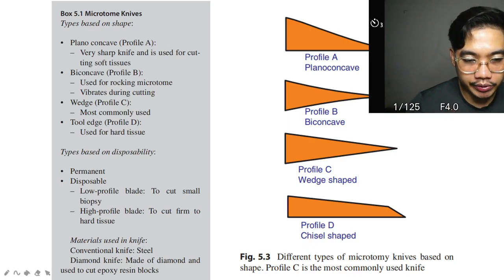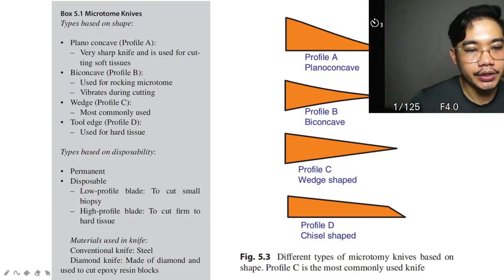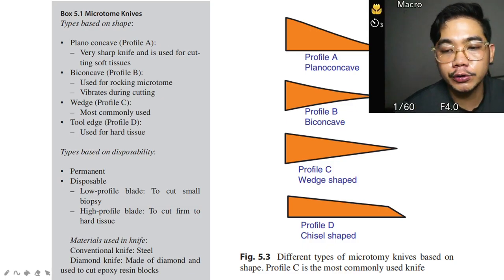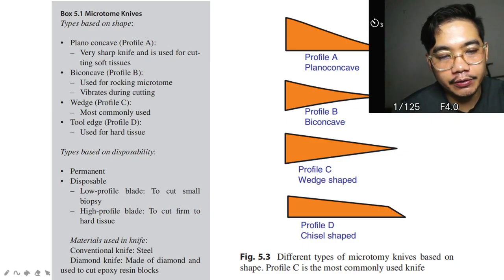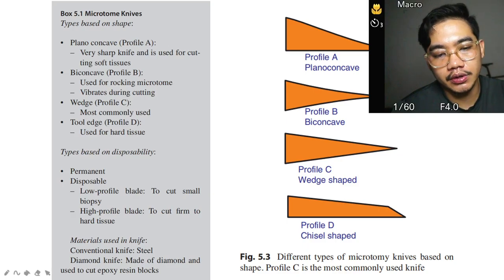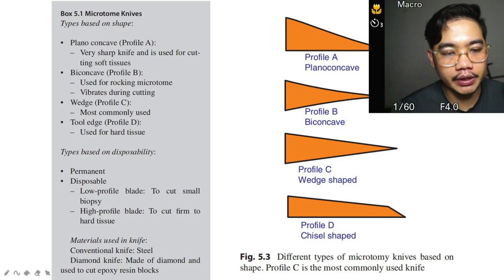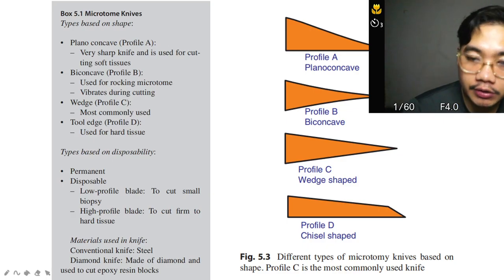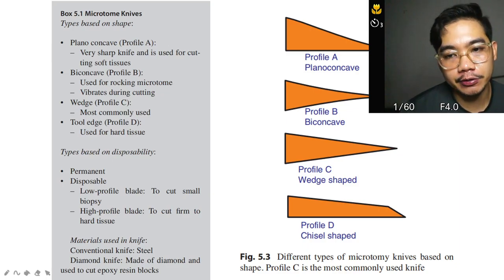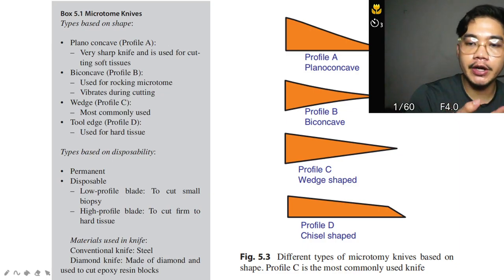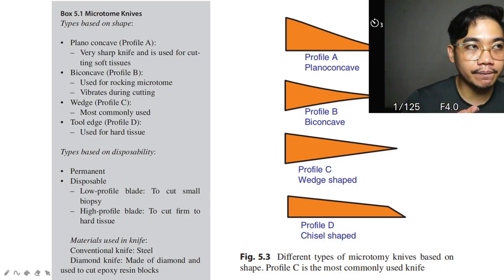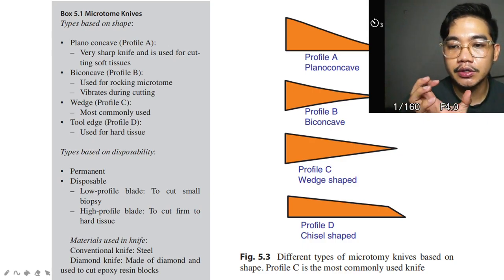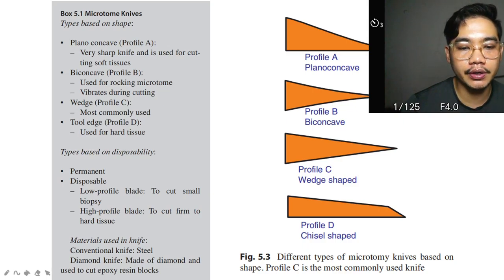So we have types based on disposability. We have the low profile blade to cut small biopsies and the high profile to cut firm tissue. Usually we use low profile. And then we use steel. Steel knives are usual, and diamond and glass knives are used to cut epoxy resins for electron microscopy. You need very hard embedding media, because the sections are so thin, you need to support those thin sections.